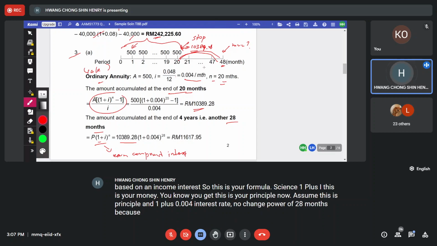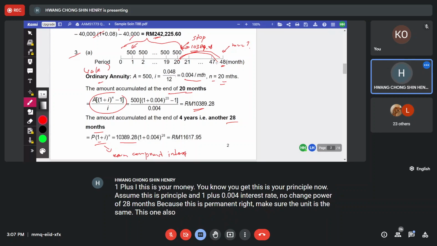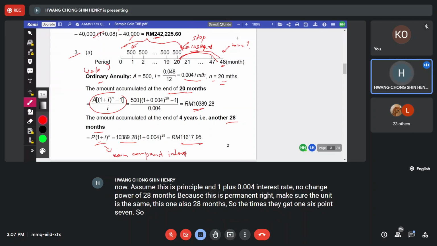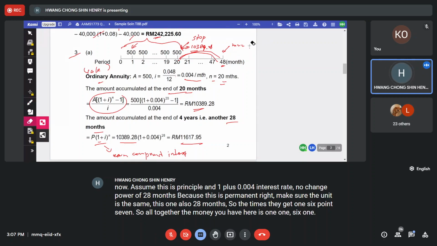Because this is per month, right? Make sure the unit is the same. This one is also 28 months. So you get 11,617. So altogether, the money you have here is 11,617. Understand or not, everyone?